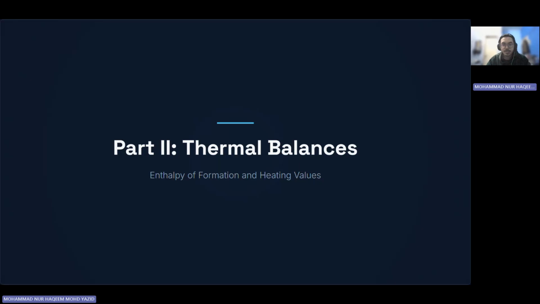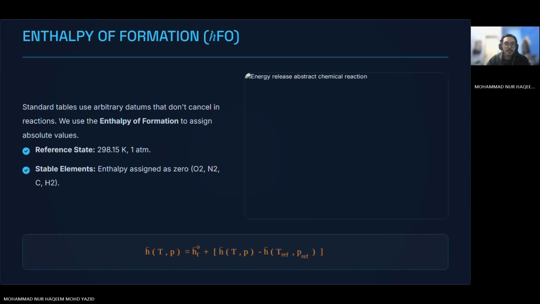Now we'll go to the second part, the thermal balances. The enthalpy of formation, h_f°. Standard tables use arbitrary datums that don't cancel in reactions, so we use the enthalpy of formation to assign absolute values. The reference state we use is 298.15 Kelvin at 1 atmosphere pressure, and the enthalpy of stable elements is assigned as 0, which are oxygen O2, nitrogen N2, carbon C, and hydrogen H2. We can refer to the formula right here.